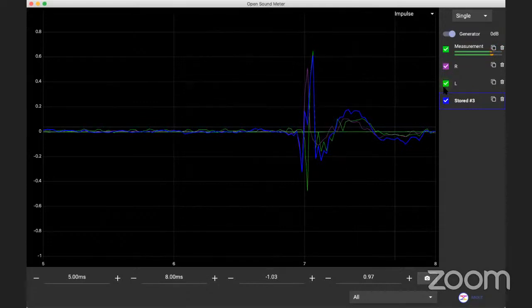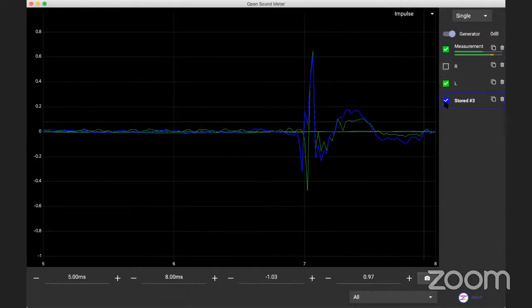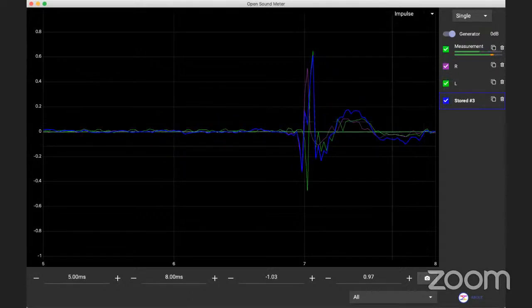Green is the left, purple is the right, and the last one, the blue one, is a trace of both together. You can see the difference between all of them. It's not a difference that our ears will make out. The software can, but our ears won't make out such a tiny difference. Should we go ahead?